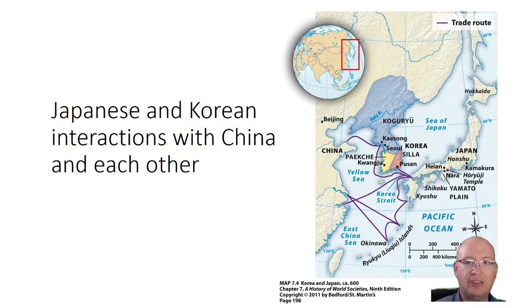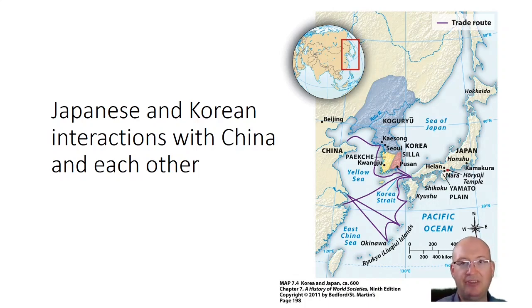And a lot of that interaction during this time period is Korea, or what will become Korea and what will become Japan, borrowing from China, but also adapting Chinese ideas and institutions and things like that to their own interests while also maintaining political independence.